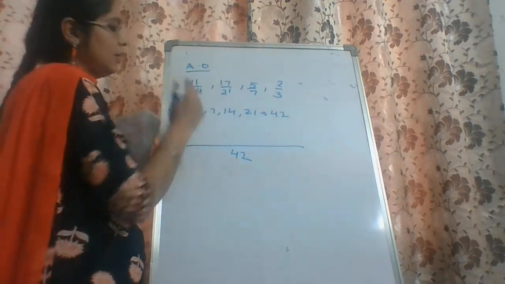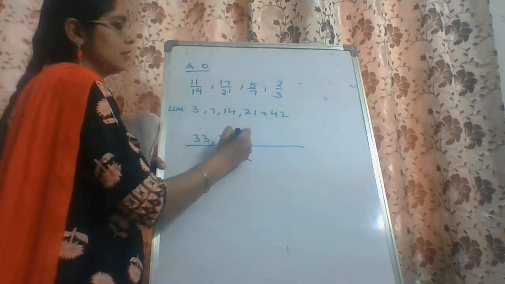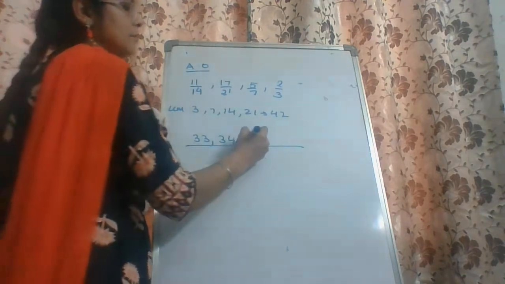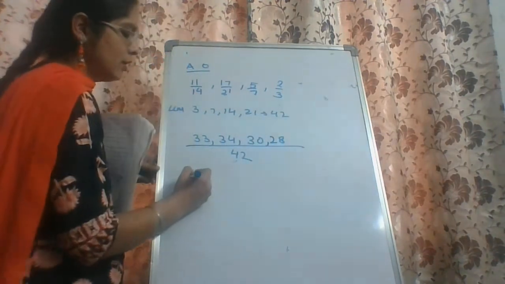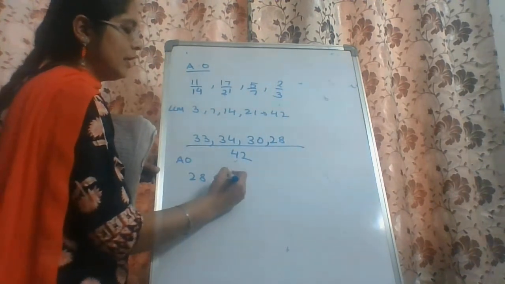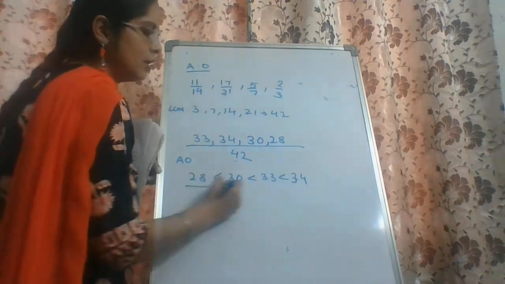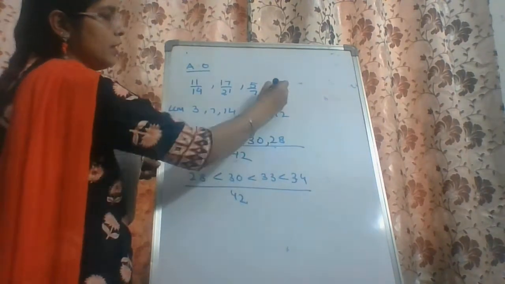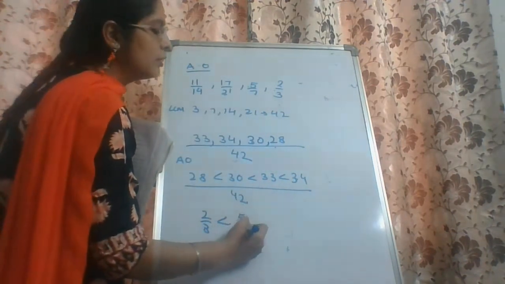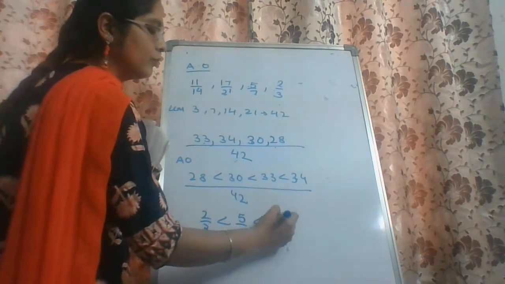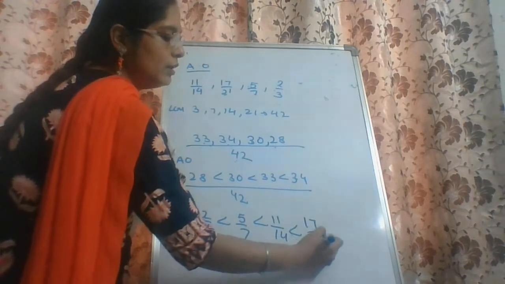14 3 times, 11 into 3, 33. 21 2 times, I get this as 34. 7 6 times, 30. 3 14 times, 28. Ascending order, 28 less than 30, less than 33, less than 34 upon 42. 28 is 2 upon 3, 30 is 5 upon 7, 33 is 11 upon 14, and 34 is 17 upon 21. This is the ascending order.